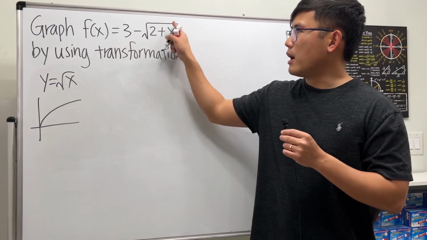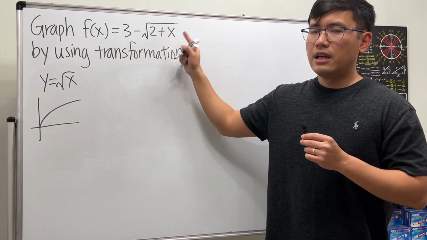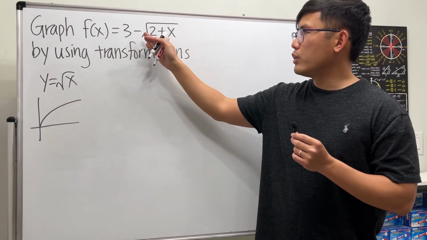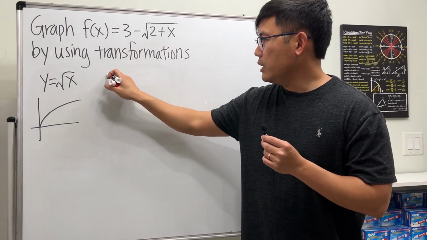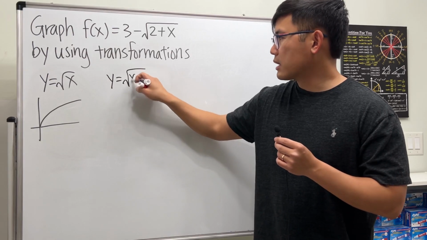Now let's look at this part, square root of 2 plus x. And this is really the same as square root of x plus 2. The order of addition doesn't matter. So we can just look at this part.